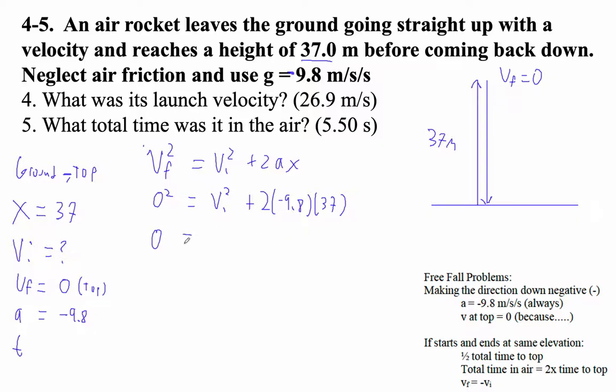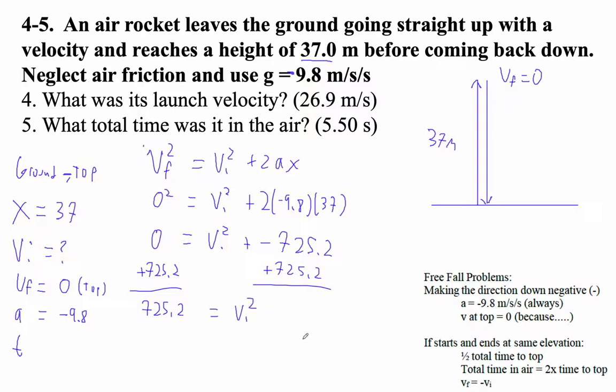So we've got 0 equals Vi squared plus negative 725.2. So I'm going to add 725.2 to both sides, right? And I get 725.2 is equal to Vi squared, right? Notice that now it's positive because you put it on this side, right? And then I'm going to square root both sides.